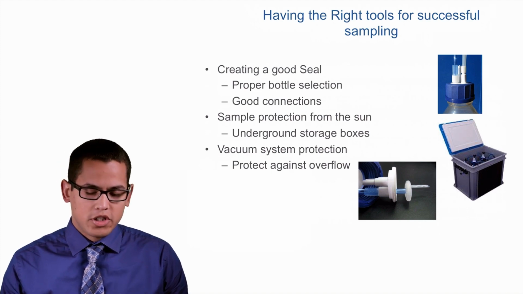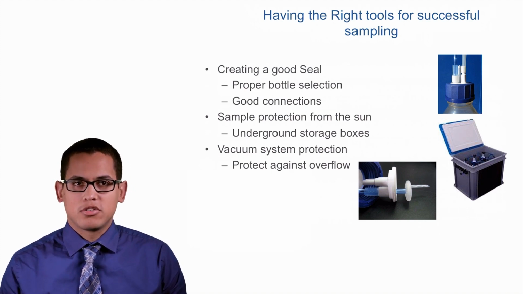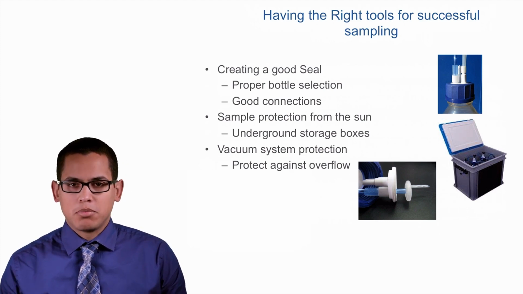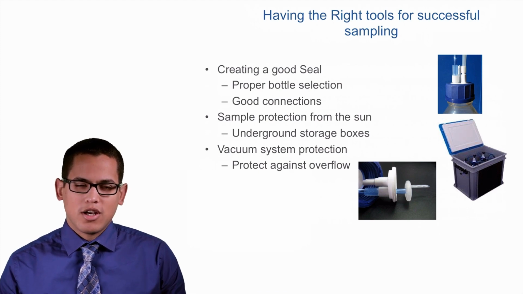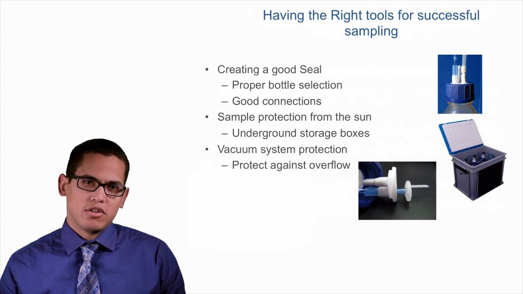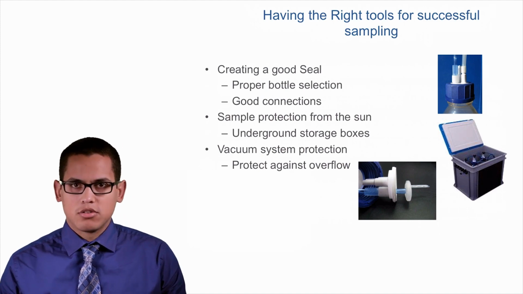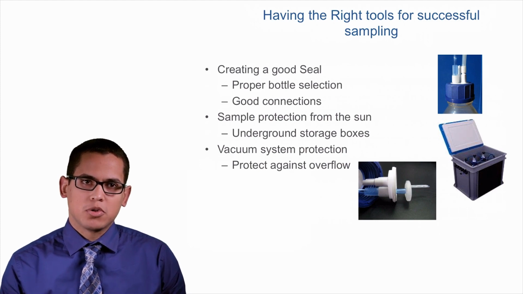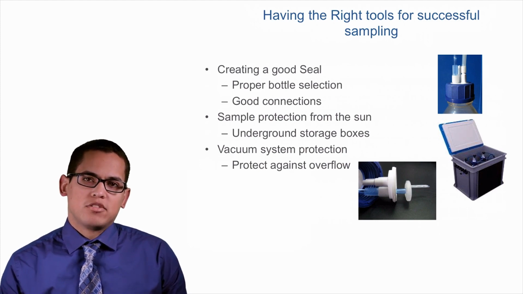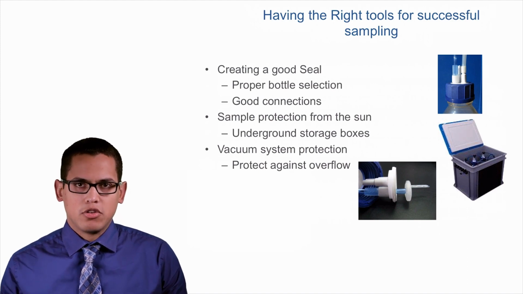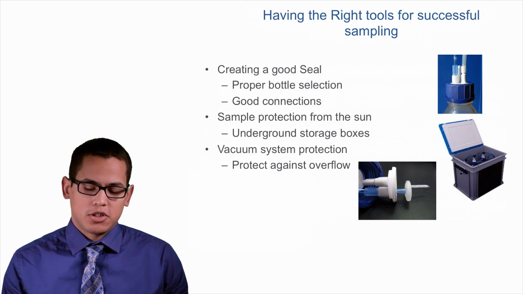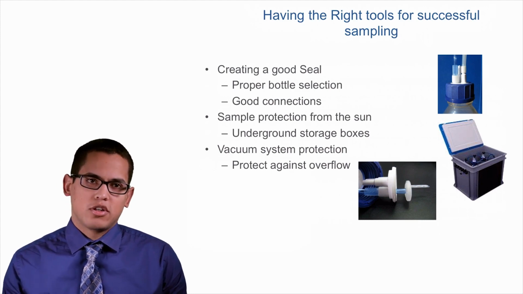When making sure you have a good seal, proper bottle selection is very crucial. I've run into people who oftentimes want to use older bottles that they have lying around the lab that might not be in very good shape, and they run into issues where they cannot create a seal and get a good vacuum, so they wind up having issues pulling samples in. So it's important that when you're designing the system that you use proper bottles and also good connections. If one of your connecting points has a leak, again, you're going to have issues maintaining vacuum and pulling samples.